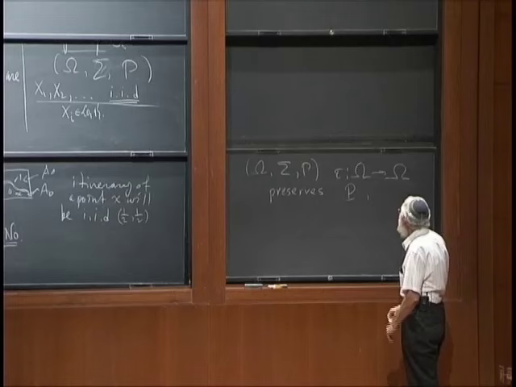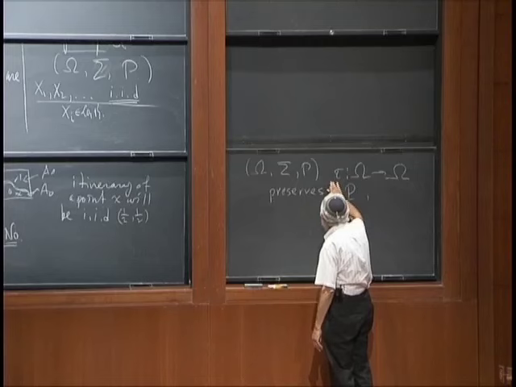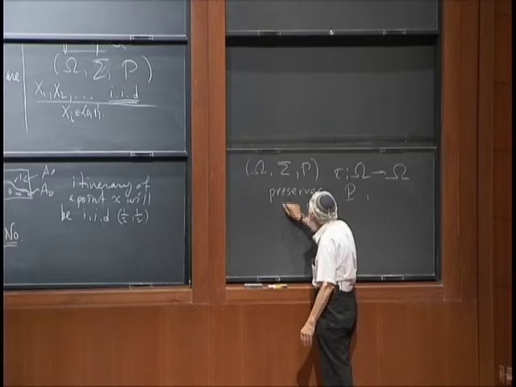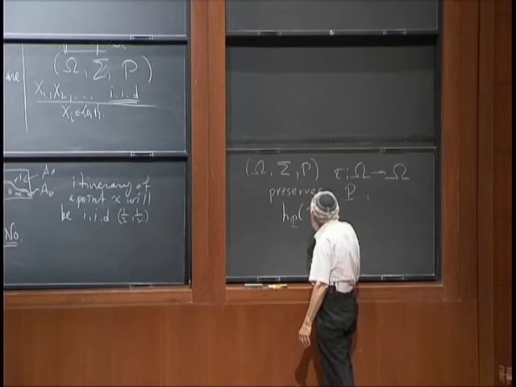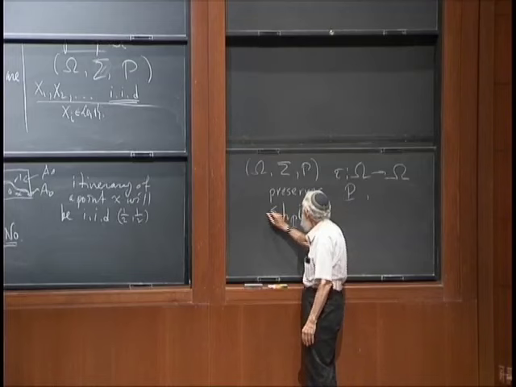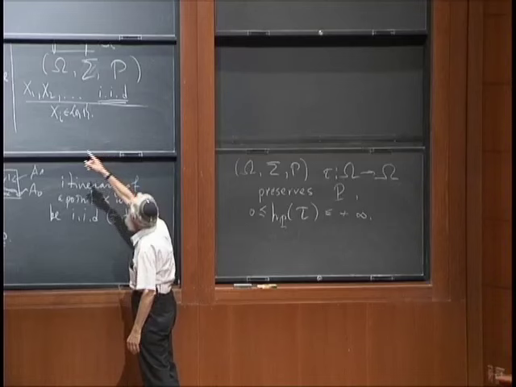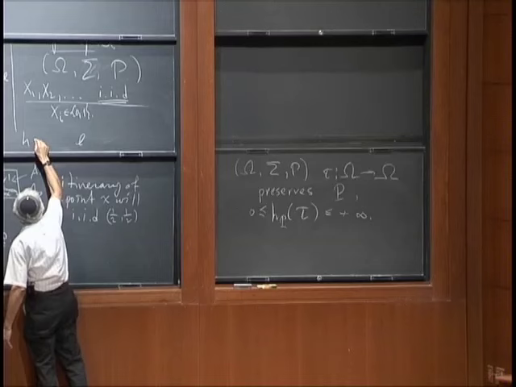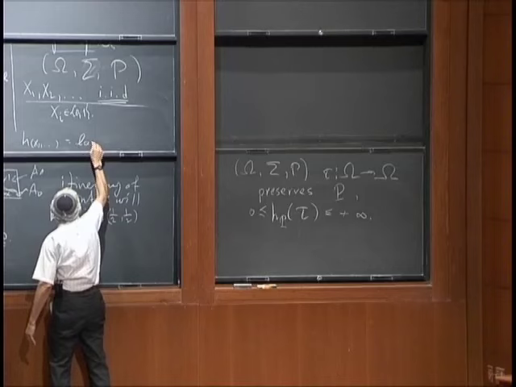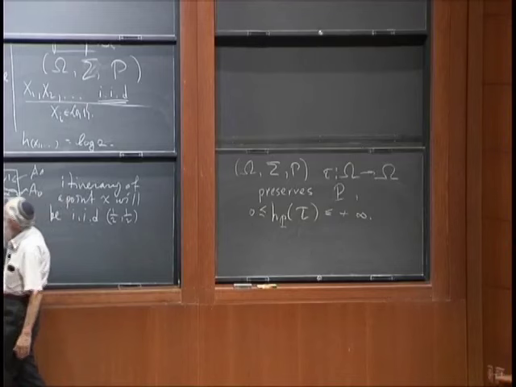Okay. So, whenever you have such a transformation which preserves the probability, there is a quantity associated to this called the entropy of tau with respect to this probability measure, which is a number between 0 and infinity. This is the Shannon entropy for a stationary process. For this IID, it's log 2. So the entropy of this sequence is log 2. And you can compute the entropy of this transformation.